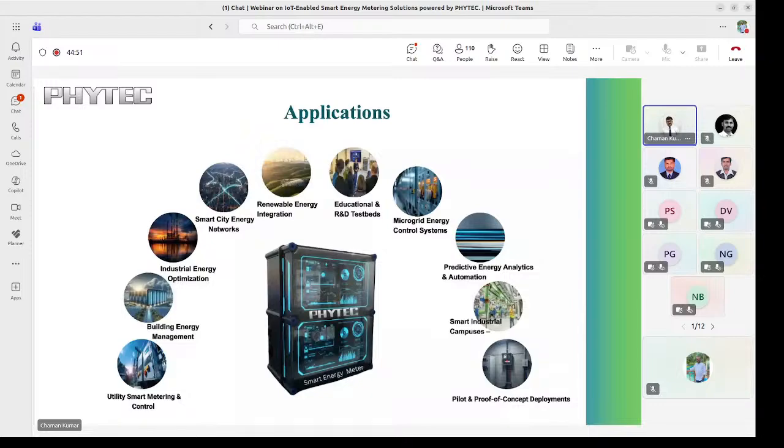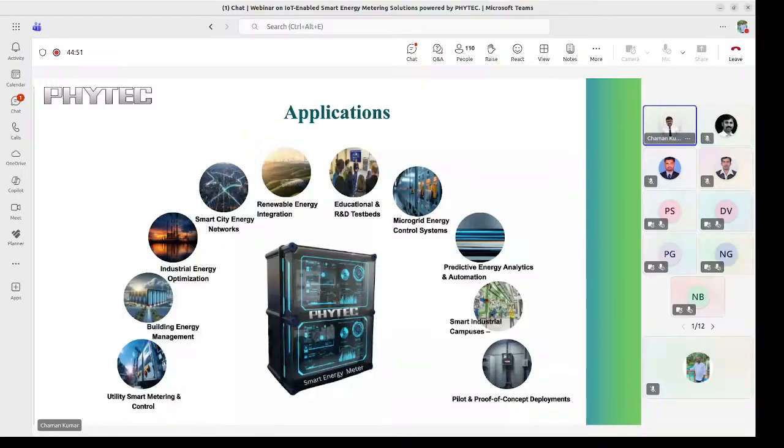Now once it reads the data, it will send the data. Where will it send the data? If it is a local area network, it will send the data to the DCU. DCU is basically a data concentrator unit. It will collect the data from this smart meter. Once it collects the data from the smart meter, it has to send it to the head-end system. So that is communication.